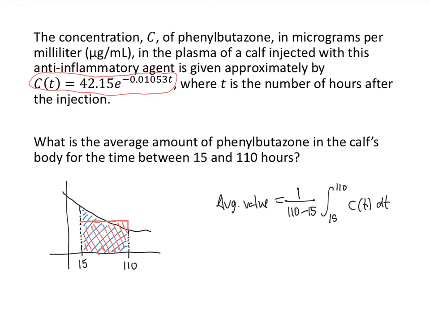So I'm going to integrate my function from 15 to 110 to find the area, and then I'm just going to take that value and divide it by 95. Again, where's the 95 coming from? 110 minus 15 is 95. So we'll do that integral, and then we'll divide our answer by 95, and that'll be the answer that we're looking for.